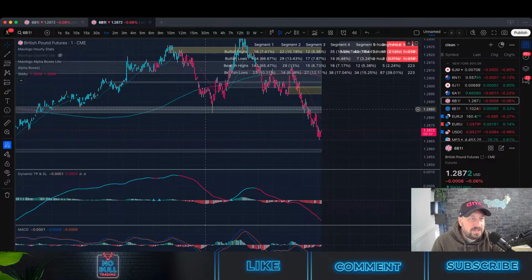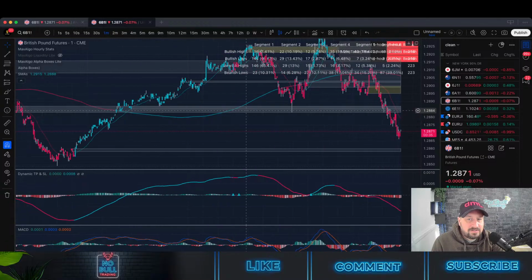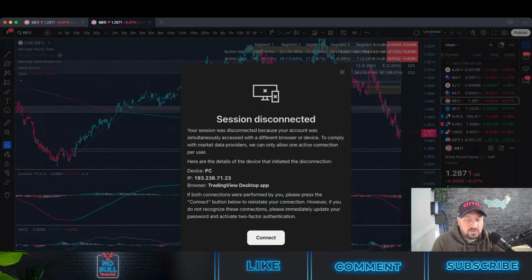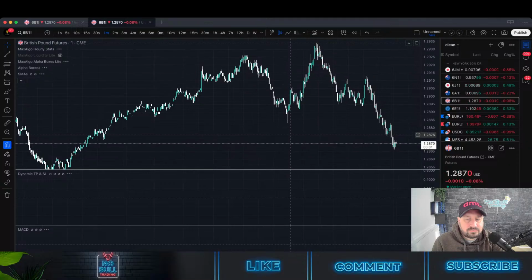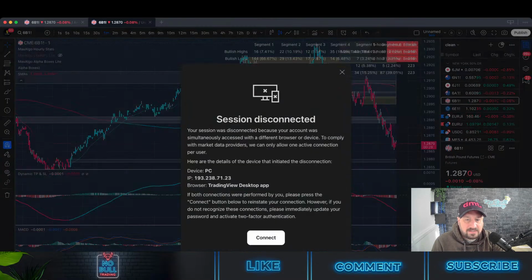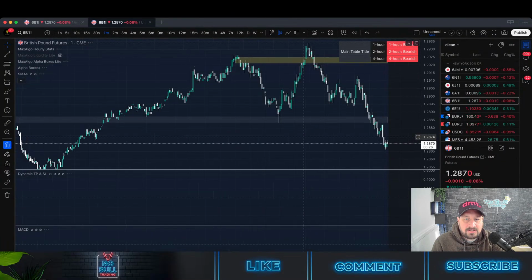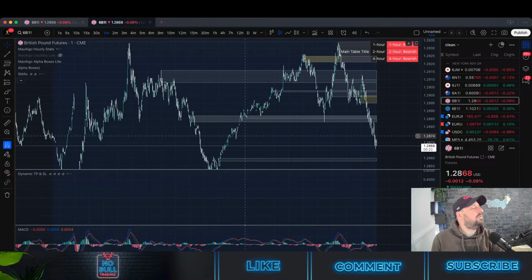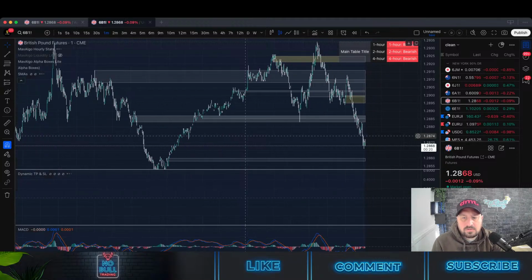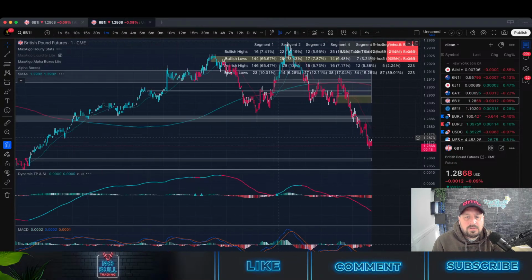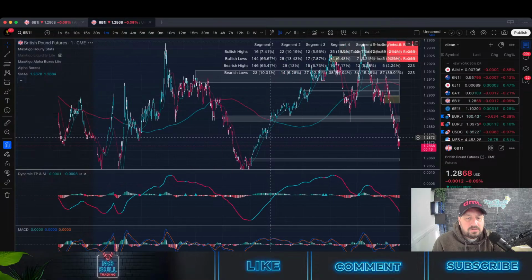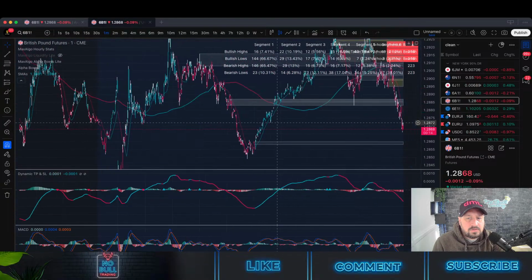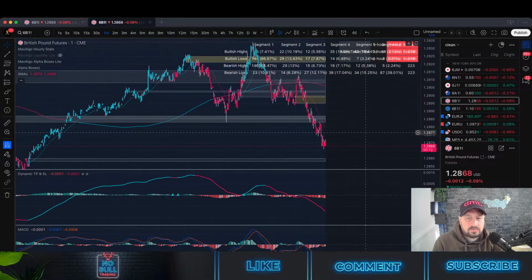So interesting level here on pound. You can see how we've reacted. Kicked off this bloody thing. Let's go up my time frames. Let's have a look at the pound.